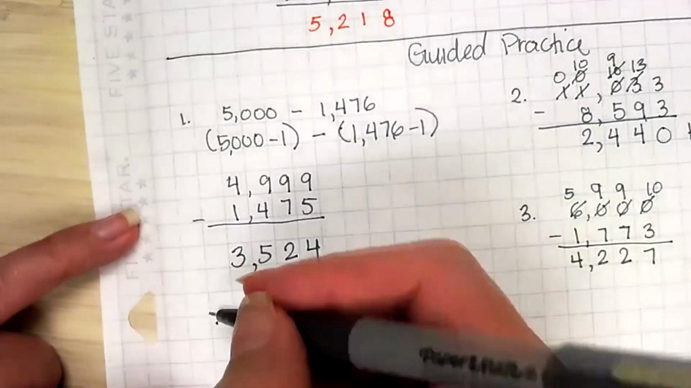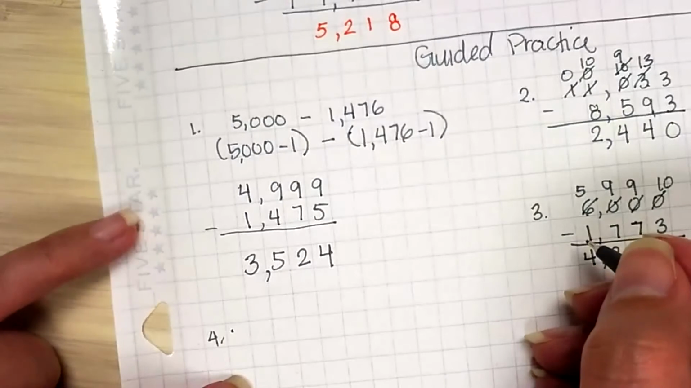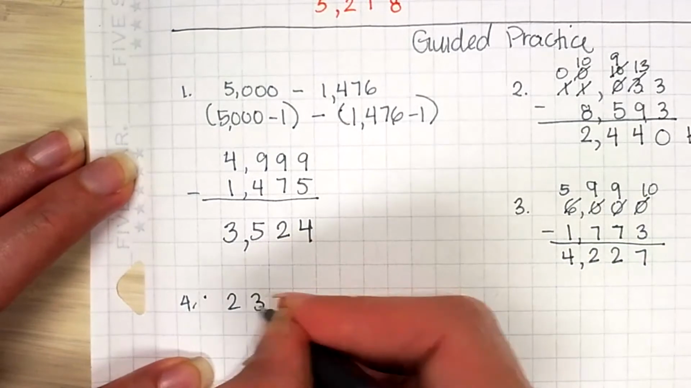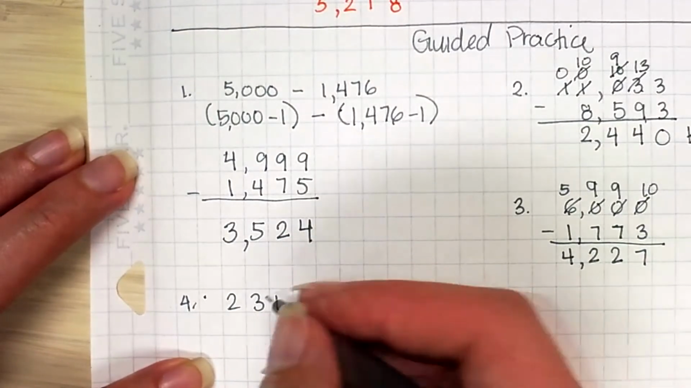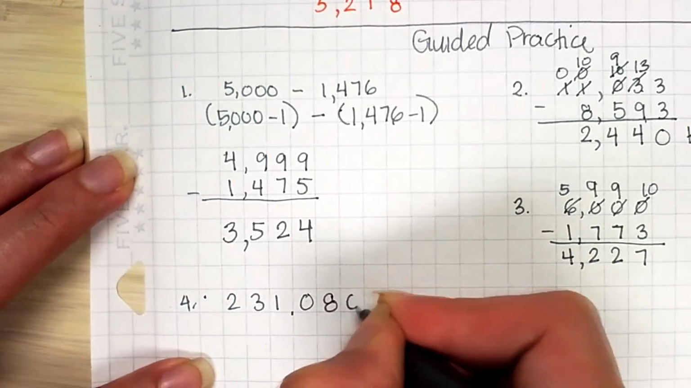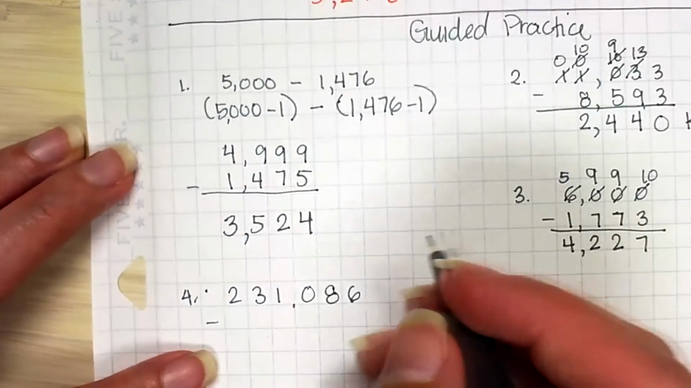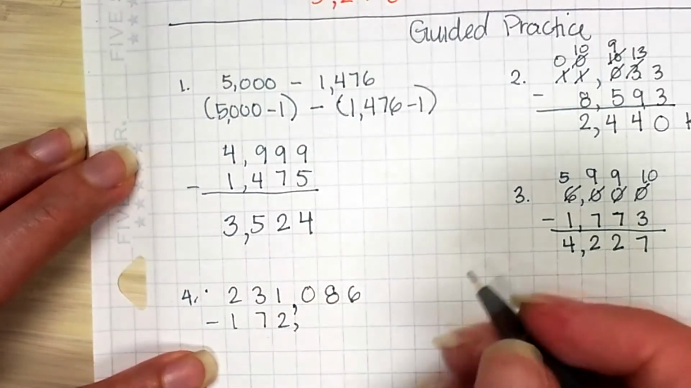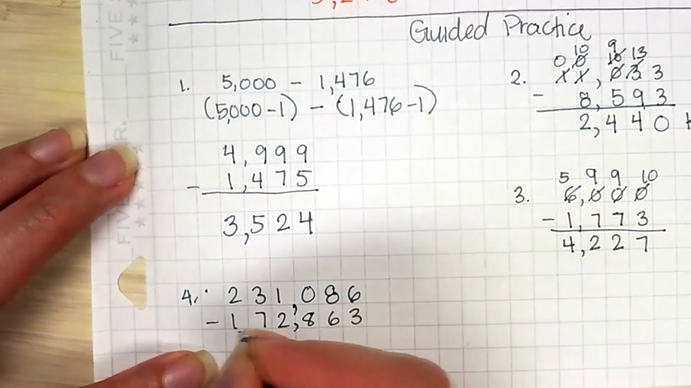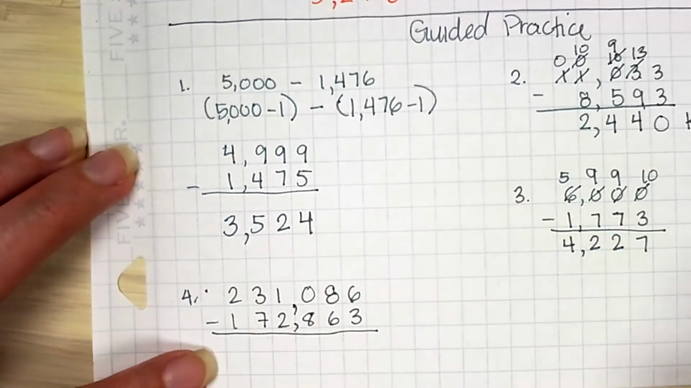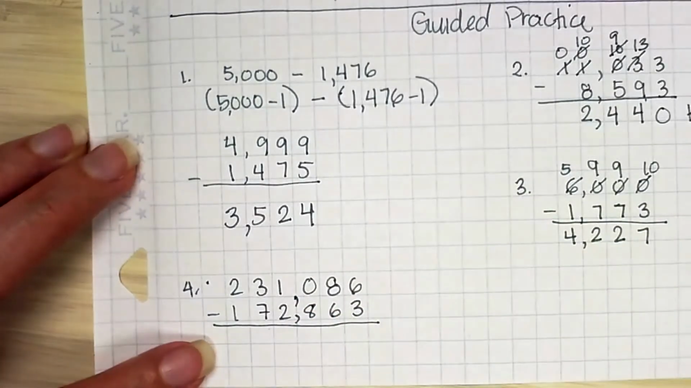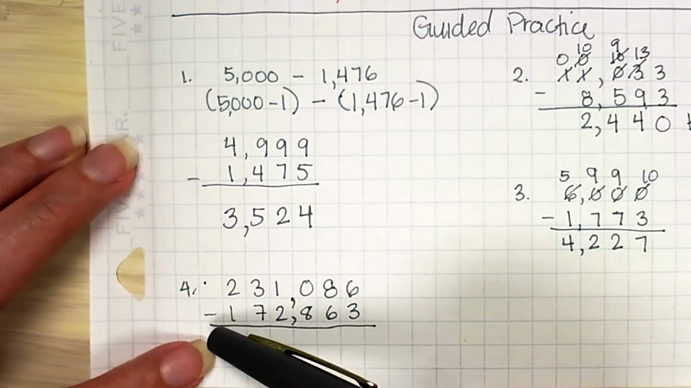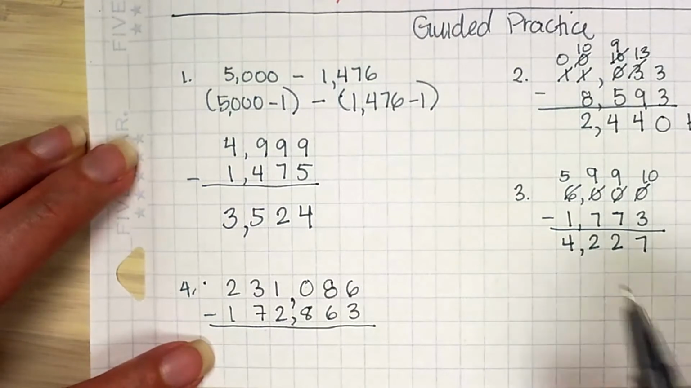For number 4, let's see. Number 4, our question says 231,086 take away 172,863. Now we're going to work through this one together. Again, place values are stacked on top of place values. This is one of the reasons I like to do the notes on graph paper, because it gives me those individual little boxes so I can make sure that my numbers are stacked neatly.